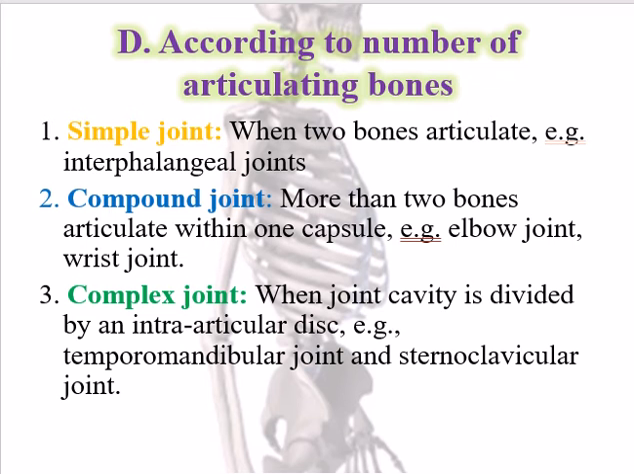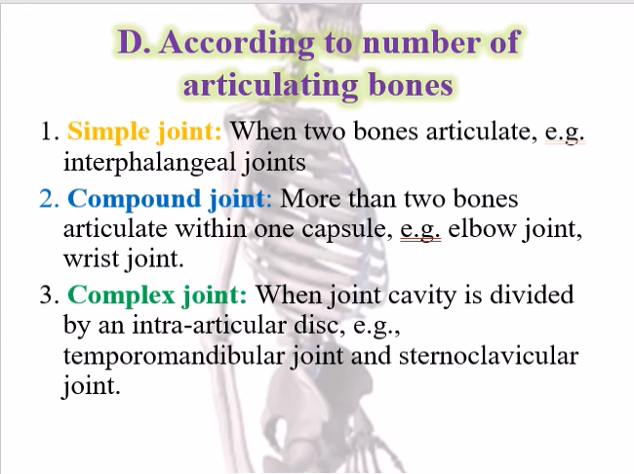D, according to the number of the articulating bones, include simple joint, when two bones articulate, for example interphalangeal joints. Compound joint, more than two bones articulate within one capsule, for example elbow joint, wrist joint. And number 3, complex joints, when the joint cavity is divided by an intra-articular disc, for example temporomandibular joint and sternoclavicular joints. These are the divisions of the joints according to the number of the articulating bones.